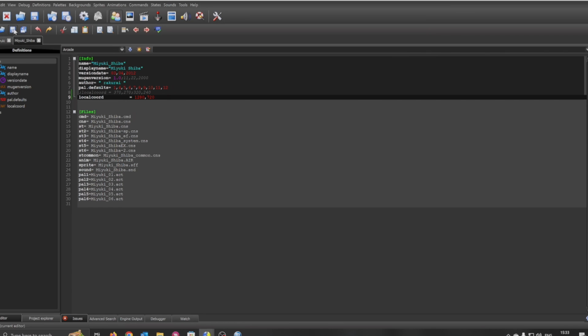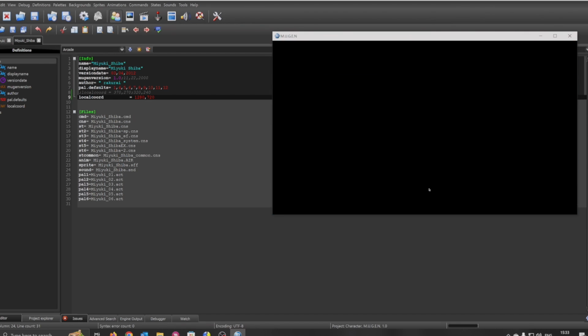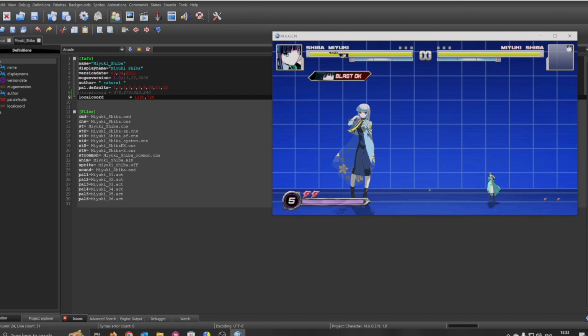Now let's see if I force the standard character to use a HD code base, which is local coordinate 720p, and the character becomes so small. And the small portrait also become crazy small.